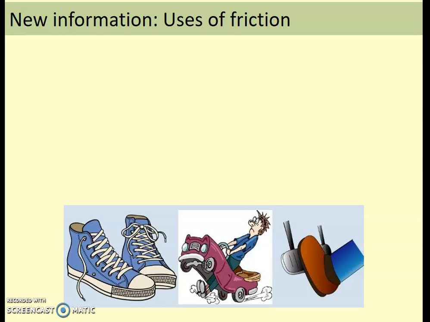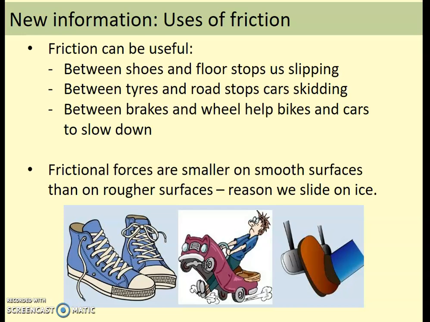Now you can see from those three pictures that it's given you a little bit of a hint as to where friction is useful. If we didn't have friction in some circumstances, it would be pretty dangerous. It can be useful between shoes and floor, so it stops us from slipping over. Between tyres and road, so it stops the cars from skidding. Now that's a really important one. If you don't brake soon enough, friction can't happen, so you end up crashing. Between brakes and wheels, so it helps bikes and cars to slow down.